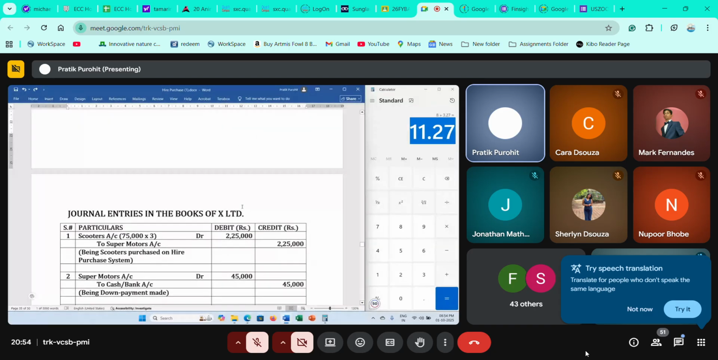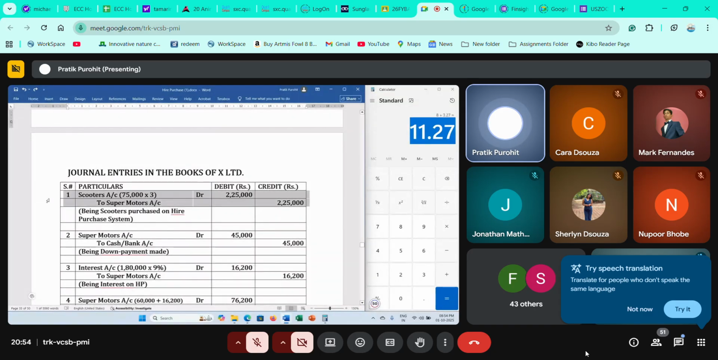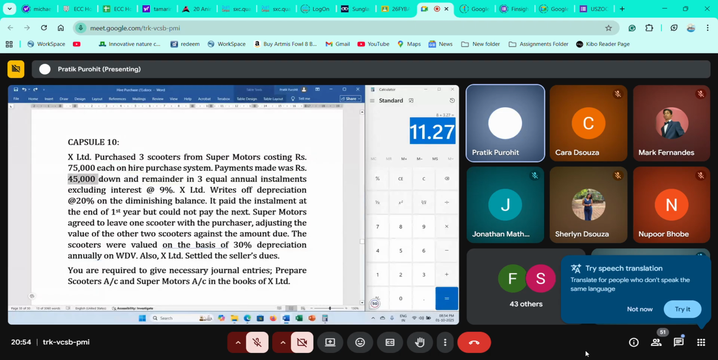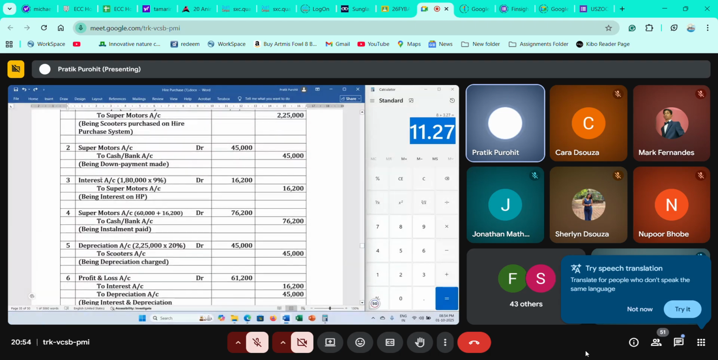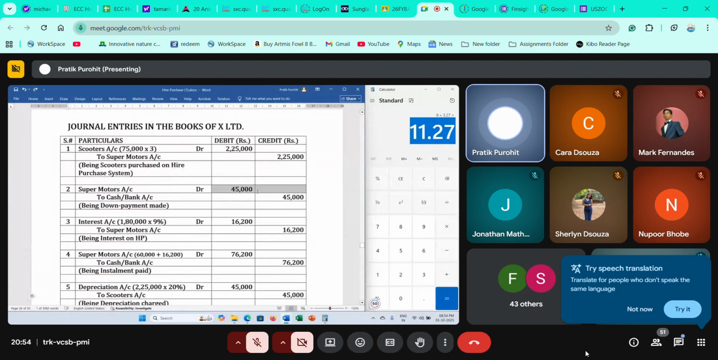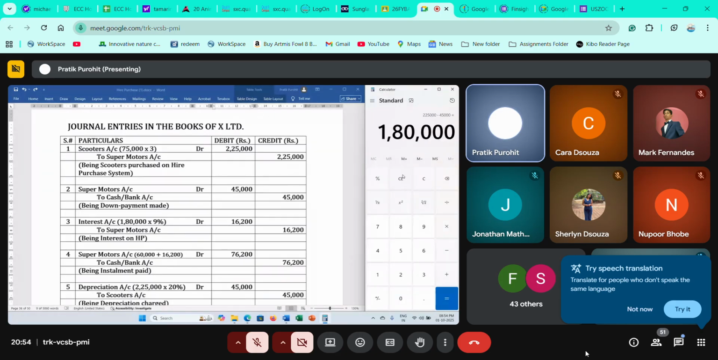Okay, so let's see how we pass this entry. First you bought those scooters, so entry for buying that scooter: 75,000 into 3, right? Then payment of down payment, which is 45,000 given in the question, that you make 45,000, and the remainder in 3 equal installments. So interest is charged. Now interest is charged on the remainder part, so 45,000 is paid, right? Correct. 75,000 is the cash price. 75 into 3 is 225 minus 45,000. So 2 lakh 25 minus 45, balance is 1 lakh 80.